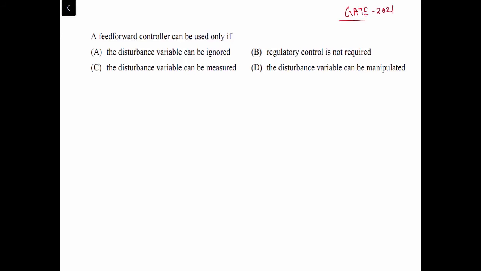This question is from GATE 2021, process instrumentation and control from chemical engineering.